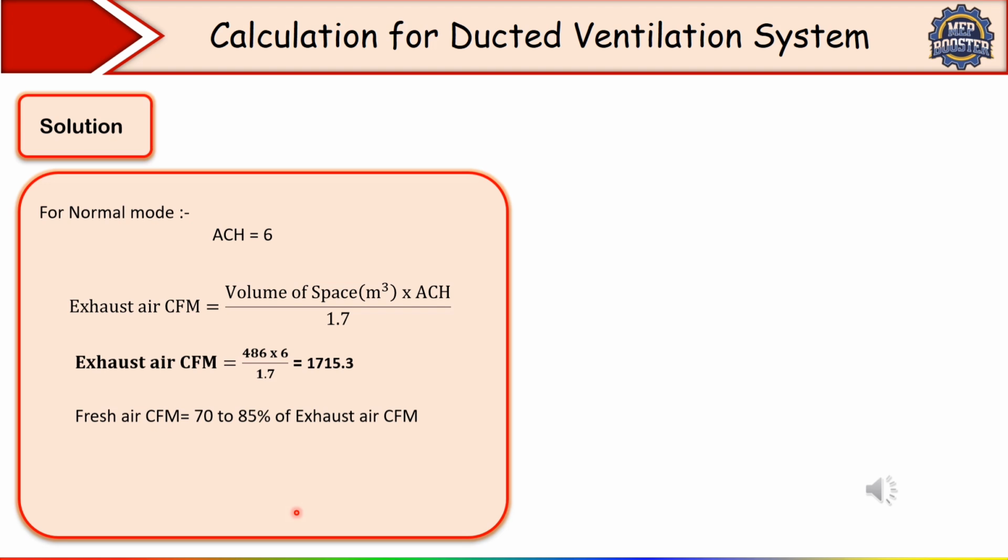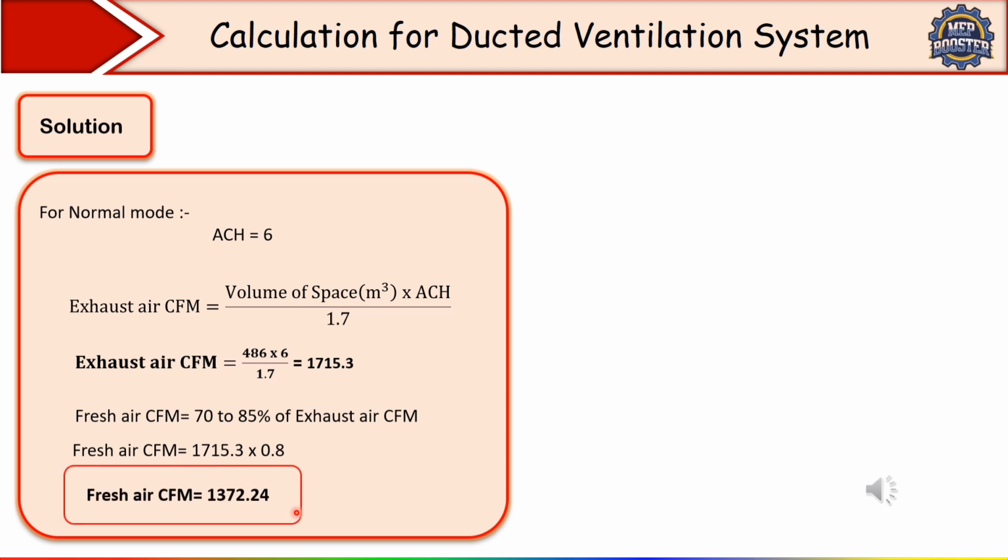Just see here. To find the fresh air CFM, I have taken the value of exhaust air CFM, 1715.3, into 0.8, 80% I have taken. So you get the fresh air CFM as 1372.24. It means that much amount of fresh air we have to supply into the basement. We have done both, but remember this calculation of exhaust air CFM and fresh air CFM is for normal mode.